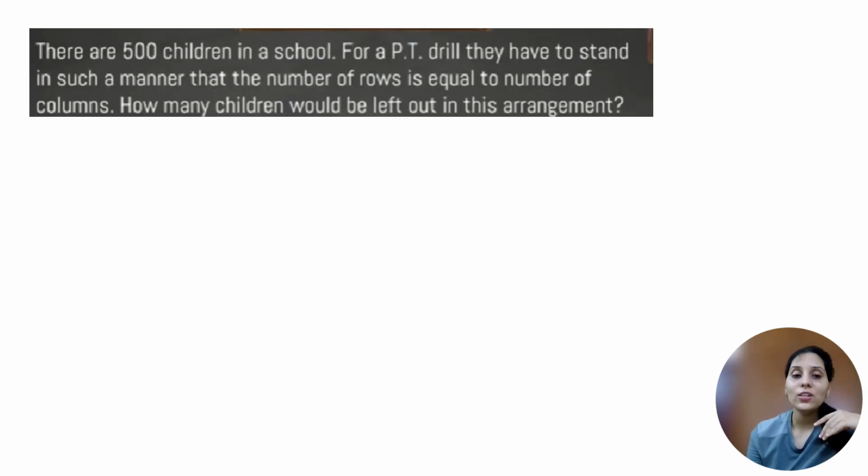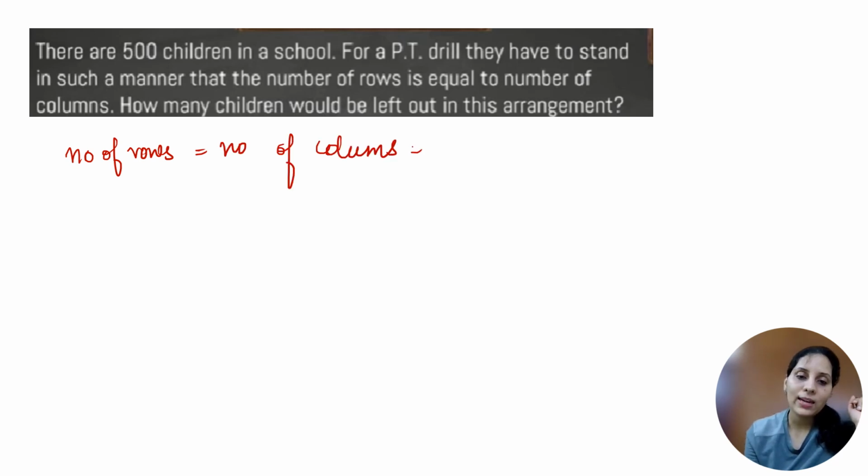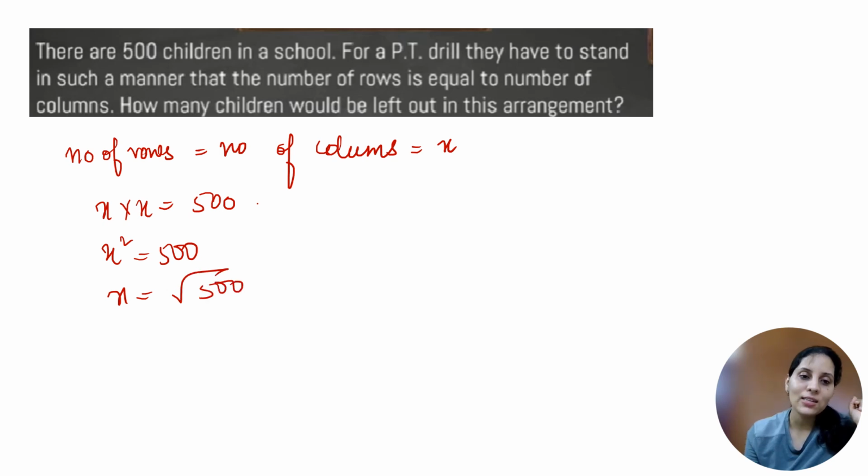There are 500 children in a school. For a PT drill, they have to stand in such a manner that the number of rows is equal to the number of columns. How many children would be left out in this arrangement? Now, number of rows equal to number of columns. Let us take it as x. Now x into x is equal to 500. x square is 500. You basically need to find the square root.